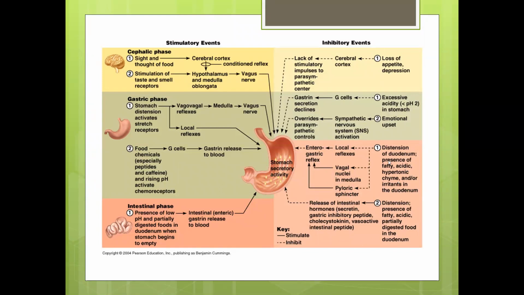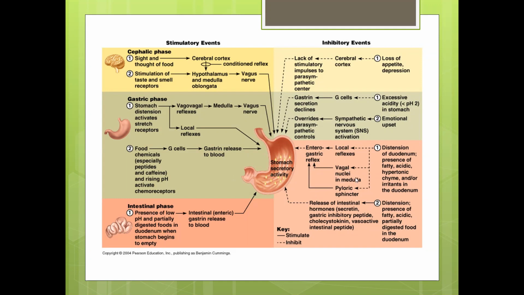But when you stretch your duodenum, then you're going to get the enterogastric reflex. So what do we want to do with this reflex? We want to stop the stomach sending stuff into the duodenum. We don't want any more juice coming in here. And so we get those local reflexes.